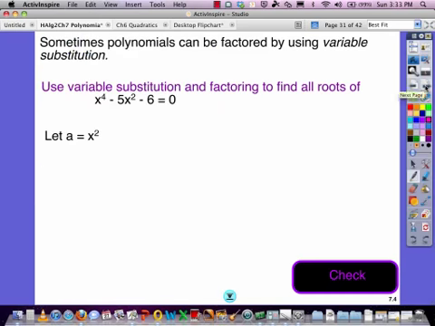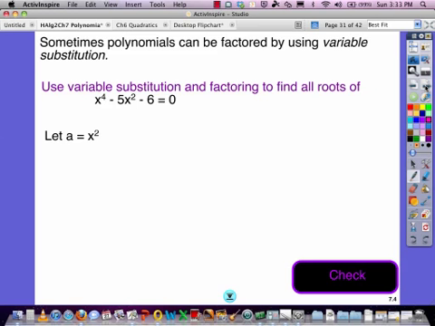Now, sometimes polynomials can be factored by using variable substitution. So, use variable substitution and factoring to find all roots. So as you know, we have factored with a lot of quadratics, second degrees. This one is fourth degree.